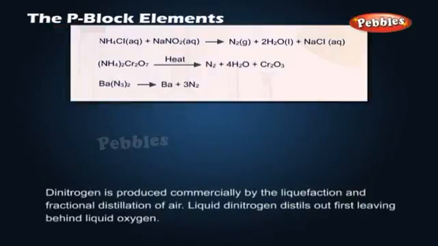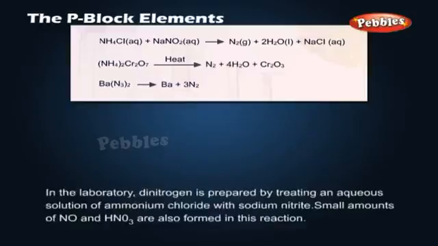Dinitrogen. Dinitrogen is produced commercially by the liquefaction and fractional distillation of air. Liquid dinitrogen distills out first, leaving behind liquid oxygen. In the laboratory, dinitrogen is prepared by treating an aqueous solution of ammonium chloride with sodium nitrite. Small amounts of NO and HNO3 are also formed in this reaction.